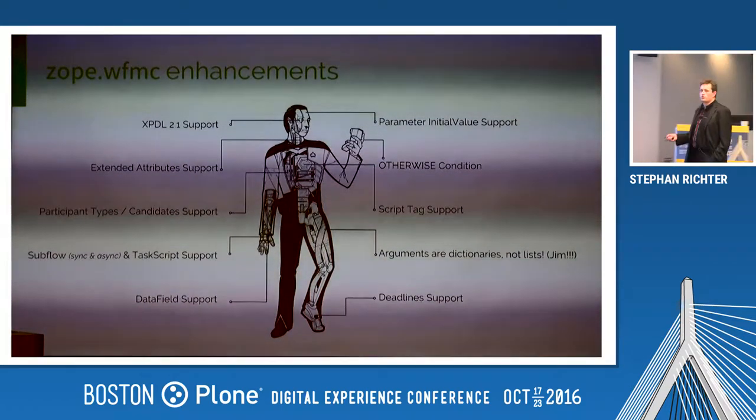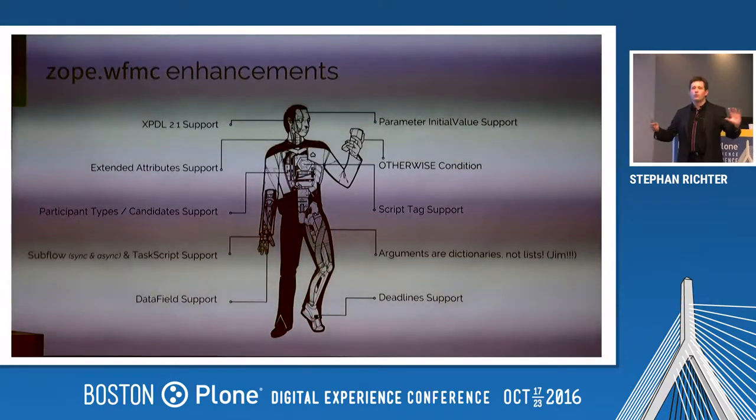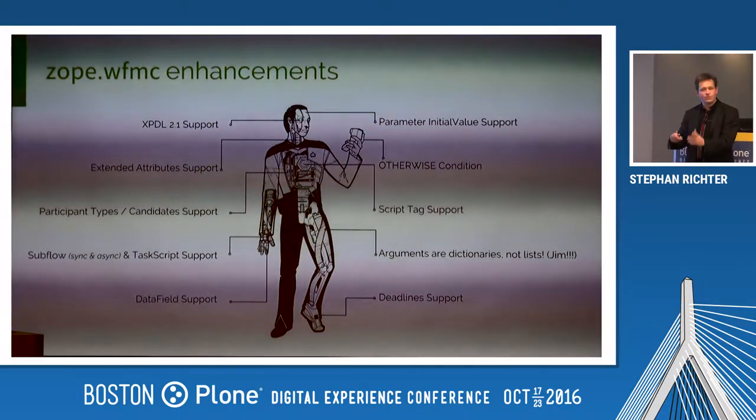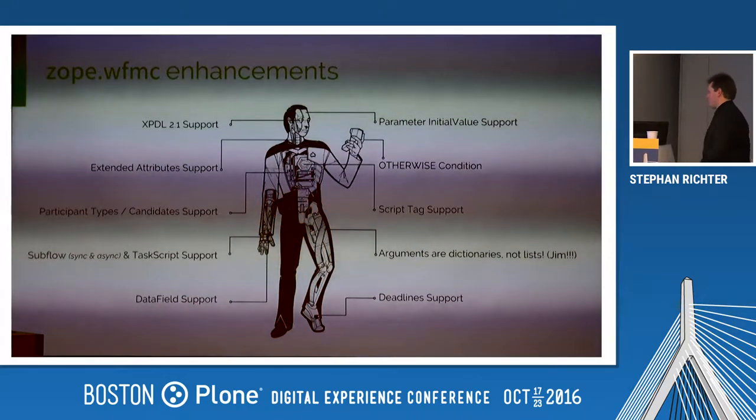And then deadline support. You can say, if an activity hasn't been touched for a day, what do you want to do about it? So you can raise an exception and take an alternate path through the system.